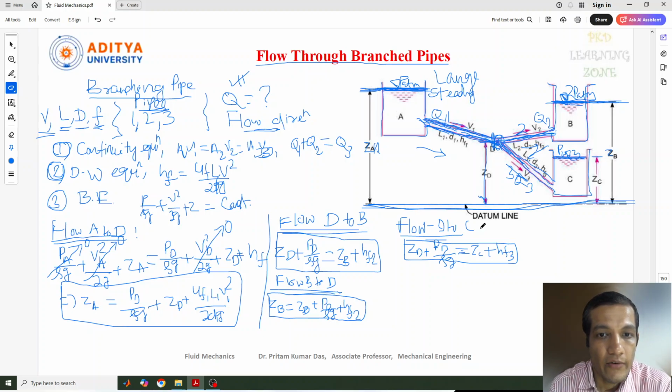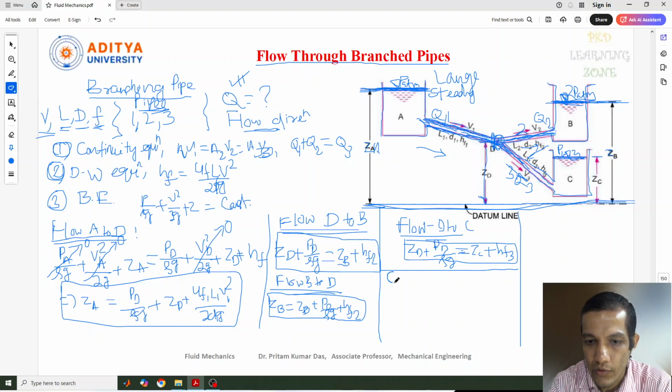Now finally, what is our target? The main target is that we need to find the discharge. We know the discharge can be written as QAD equal to Q. For this particular point also we can write QAD equal to QDB plus QDC. So what I told you initially, Q1 plus Q2, is the discharge from this plus the discharge from this supposed to be equal to here.